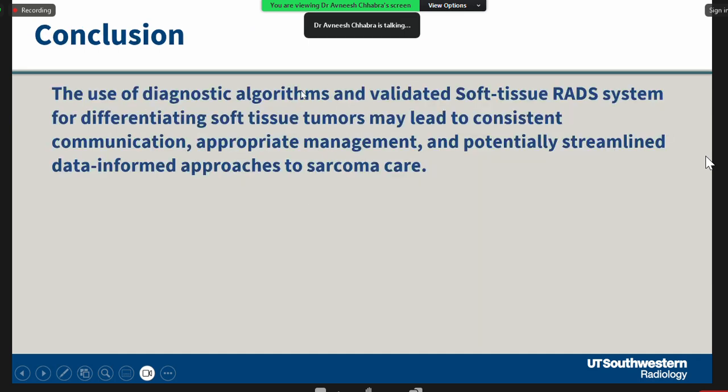So this is the conclusion. Ultimately, what you want to do is consistent communication between the teams, appropriate management, timely management, and finally collect some data for long term. So we can do some data-informed approaches to sarcoma care and help the society.